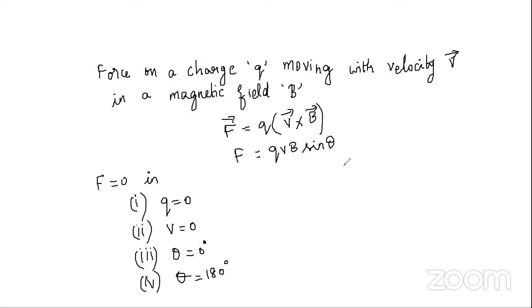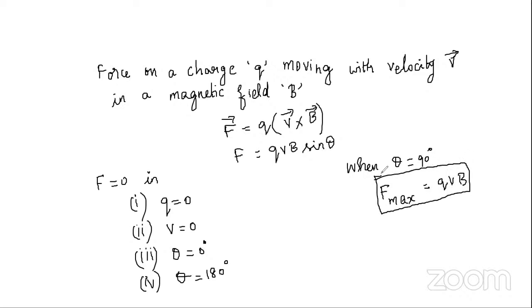Now, when theta is 90 degrees, the force acting on the charged particle is maximum. So F max is equal to QVB. The sine theta value is maximum when theta equals 90 degrees. That means when the charge is moves perpendicular to the field, the force acting on it is maximum.